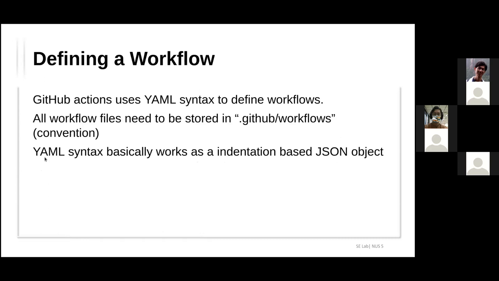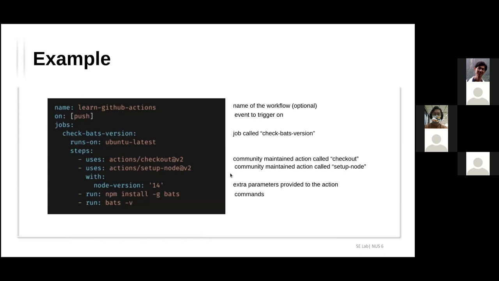And lastly, the YAML syntax is just a very simple markup language, and you can think of it like a JSON file. Let's give an example. This is basically the whole file that you will write. At the top here, we specify the name. This name refers to the name of the workflow, and that is actually optional.